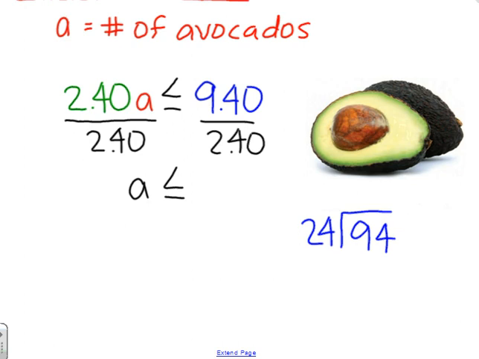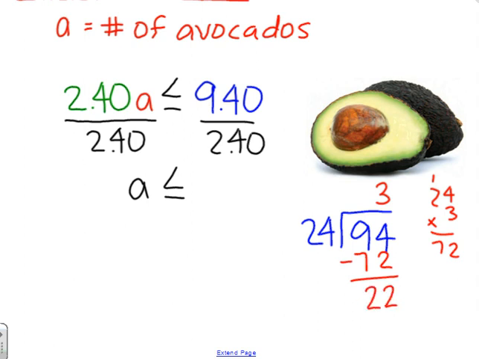So when I do 94 divided by 24, I'm going to try 4. 4 times 4, that would actually be 96. So I'm going to go down 1 and try 3. So 24 times 3 would be 72. Then I can subtract.